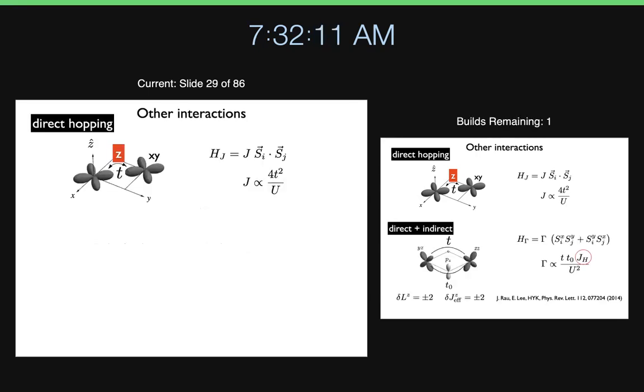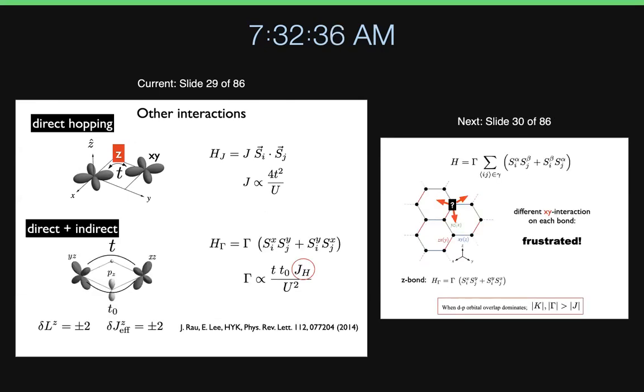Why that's a different story is because we have other interactions that can be generated, not only direct hopping, not only the indirect hopping through the P. As you said, there is a direct hopping here. And with that direct hopping, between the orbital and spin, I'm not changing orbital. Orbital is conserved, spin is conserved. Okay, I end up with Heisenberg interaction. So that's one interaction that exists.